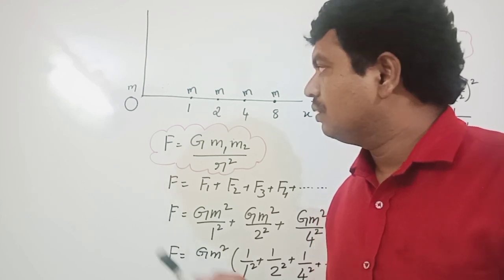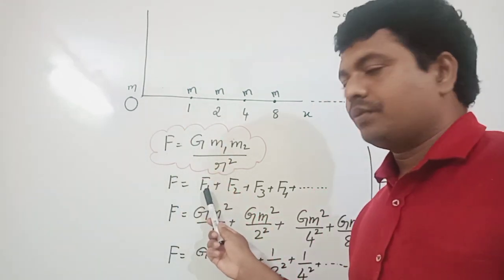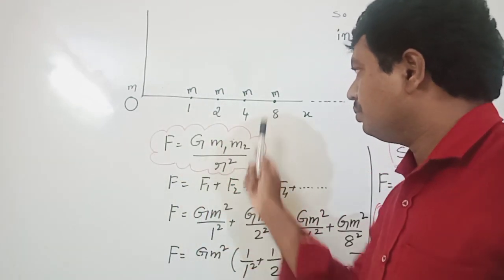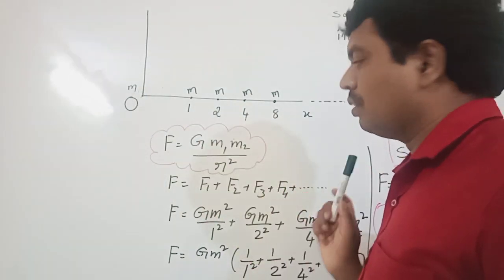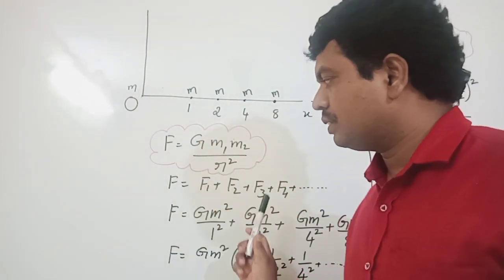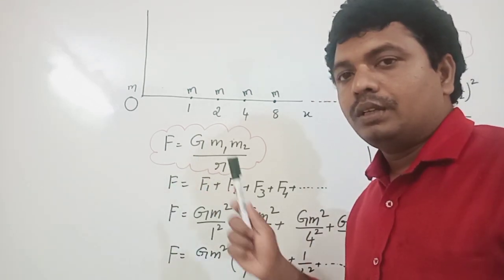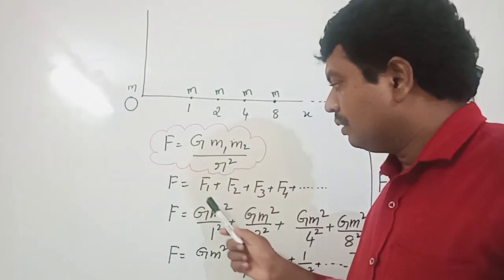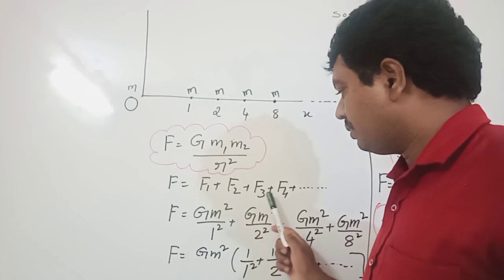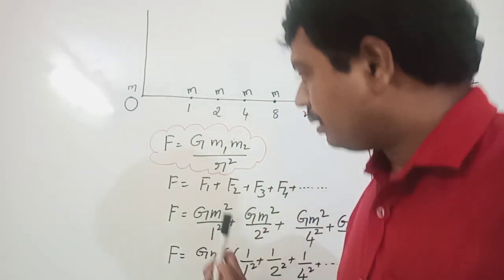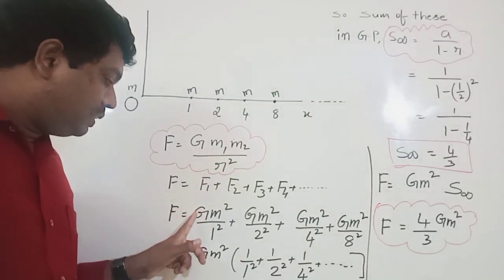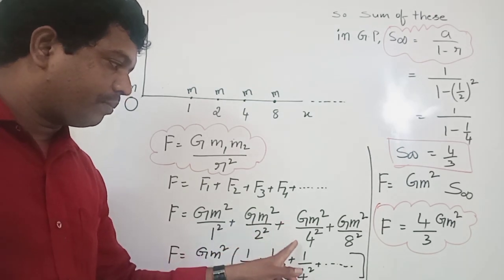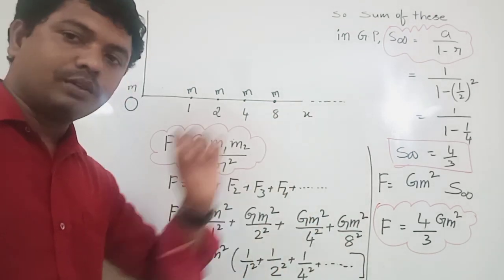Between these two masses let the force be F1, between these two let it be F2, F3, F4 and so on. It follows the principle of superposition. According to Newton's law of gravitation, F is equal to G m1 m2 divided by r squared. F is equal to F1 plus F2 plus F3 plus F4 and so on, where F1 is equal to Gm square by 1 square plus Gm square by 2 square plus Gm square by 4 square plus Gm square by 8 square and so on.